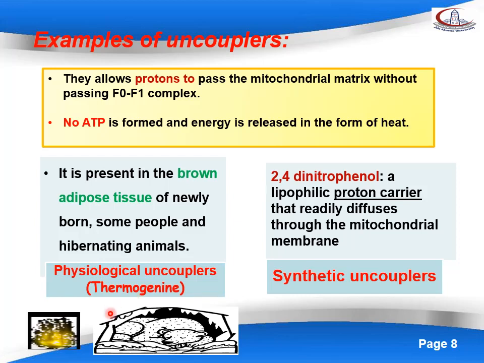But when it reaches a pathological level, we have synthetic uncouplers, such as 2,4-dinitrophenol. 2,4-dinitrophenol is a lipophilic proton carrier. This compound is toxic, especially in a large toxic dose. It acts as a proton carrier, dissipating the electrochemical gradient and allowing protons to diffuse through any part of the mitochondrial membrane.